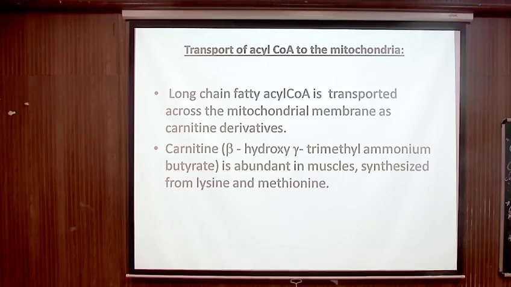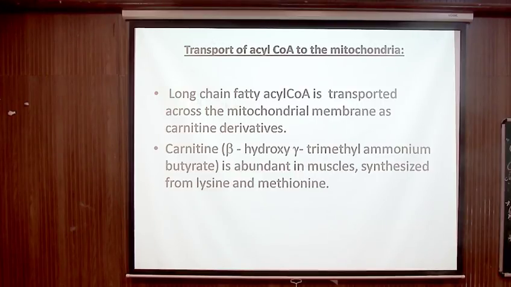So for this energy production, we have 3 steps. First, the fatty acids have to be activated to fatty acyl coenzyme A. Then, once fatty acyl coenzyme A is formed in the cytoplasm, it has to be transported to the mitochondria where the proper beta oxidation takes place. So let us see the transport of this activated fatty acid, or transport of acyl coenzyme A, into the mitochondria.